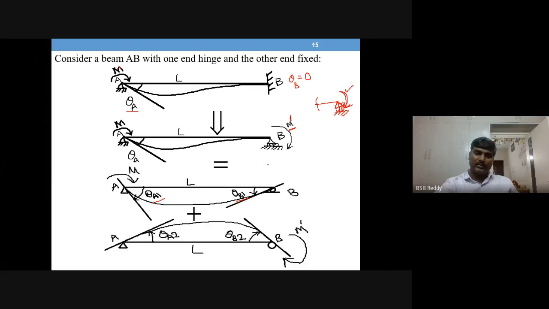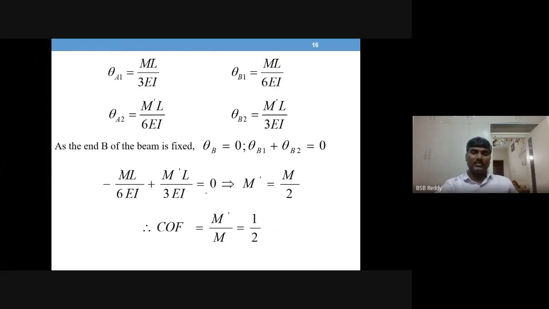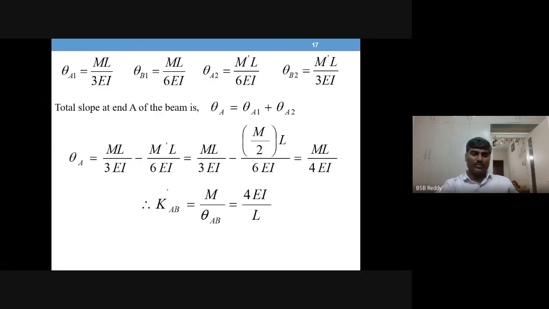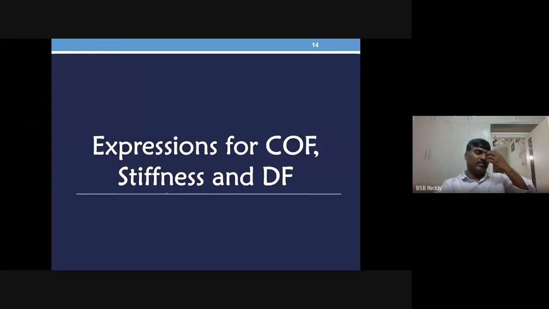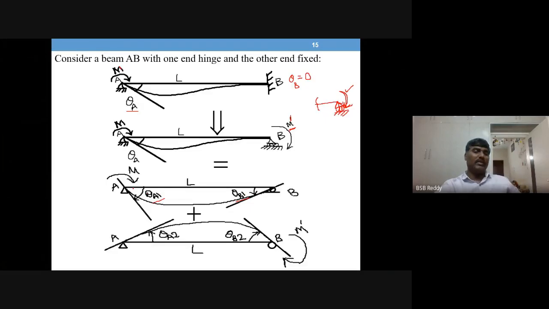Right. Now you see that at end A, I have applied moment M and I have noted the rotations. Similarly, applied M dash and I have noted the rotations. Okay, now let us come to those values. What is theta A1 value?